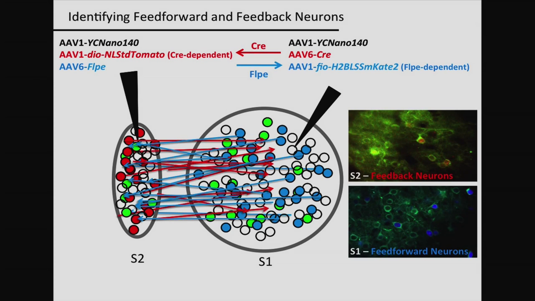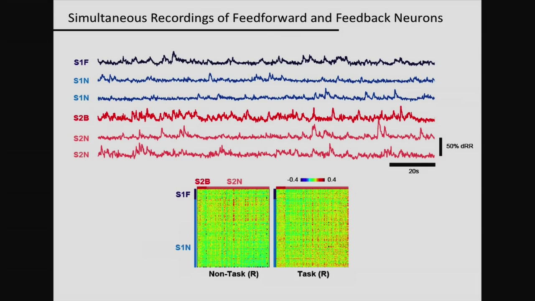And for labeling our feedforward neurons, we can use an orthogonal recombinase, the Flp-FRT system, where we inject AAV6 expressing Flp into S2, retrogradely infecting the S1 neurons projecting to S2, and at the same time express a Flp-dependent reporter in S1. Next slide. From this we can start to simultaneously image these neurons in the two areas, and also have the anatomical identity of the neurons that we're imaging, and potentially look at the dynamics or correlations in the activity across these two areas and across the different cell types.